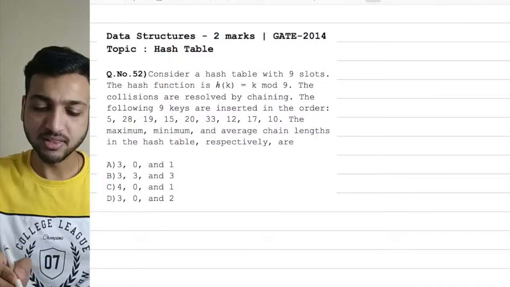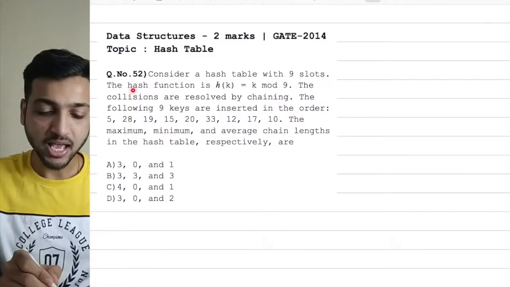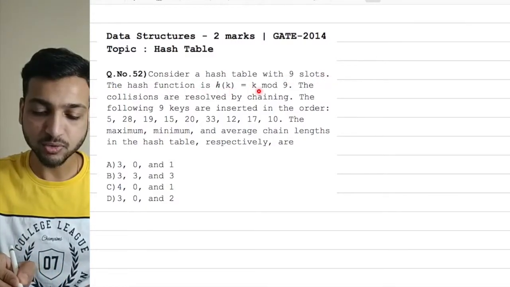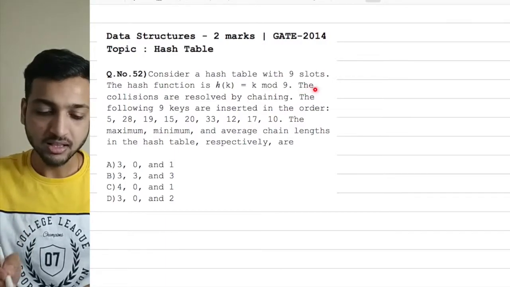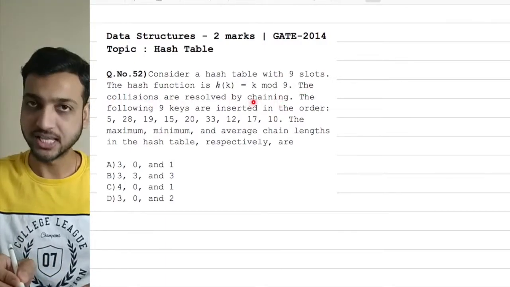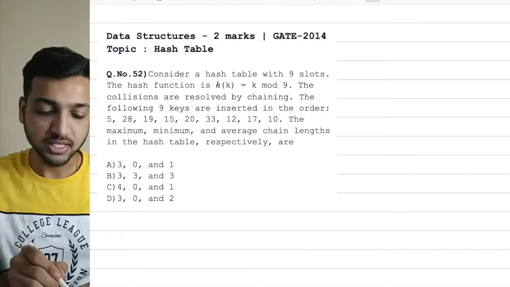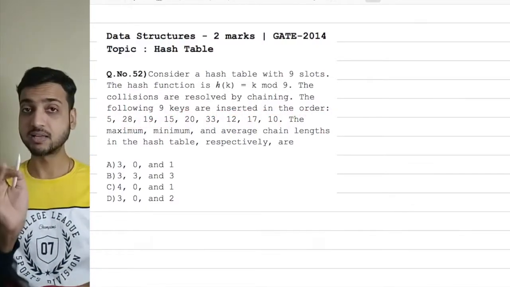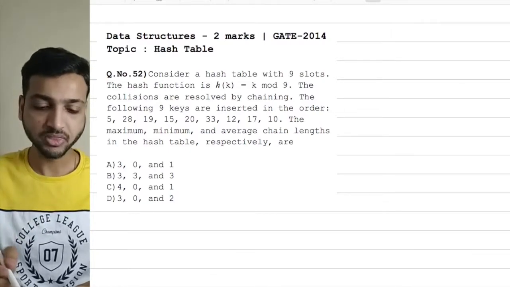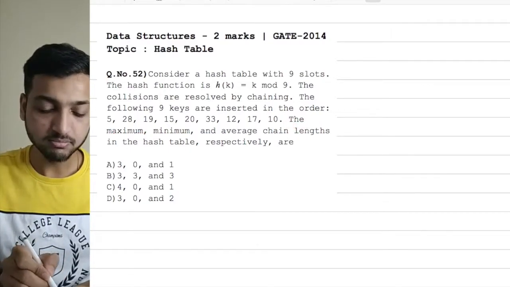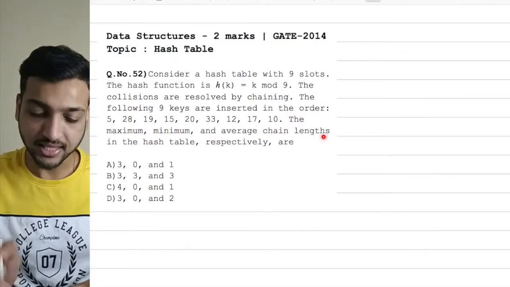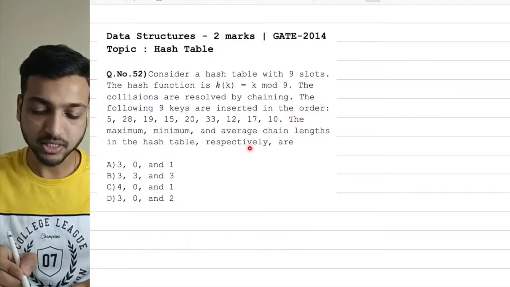Consider a hash table with 9 slots. Now the hash function is h of k equal to k mod 9. The collisions are resolved by chaining. The following 9 keys are inserted in the order. So these are the 9 keys which are inserted in the same order in our hash table. Now the maximum, minimum and the average chain lengths in the hash table respectively are.